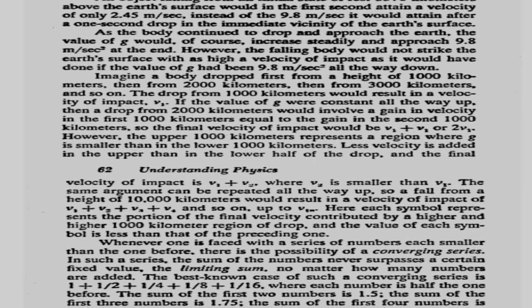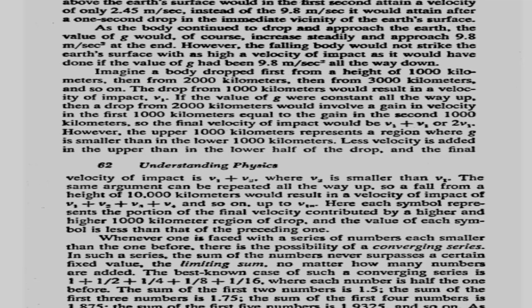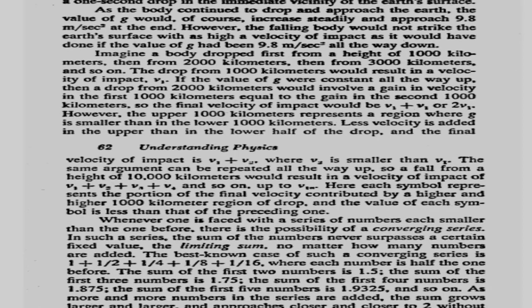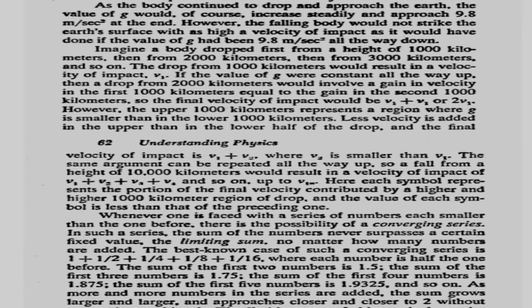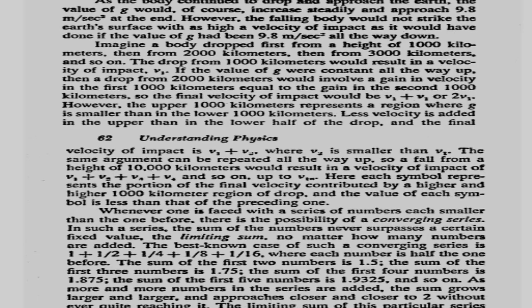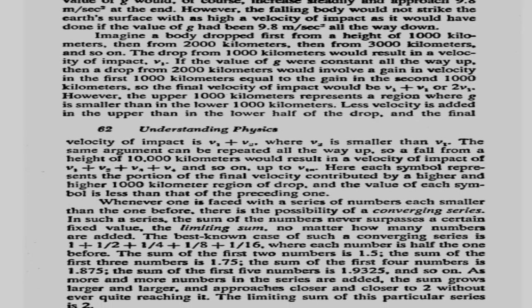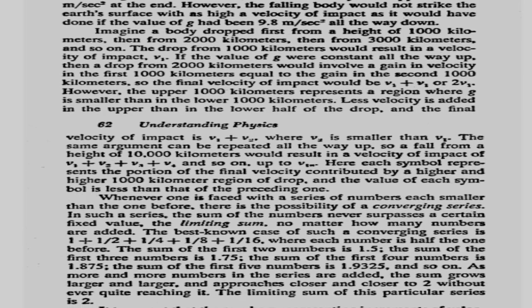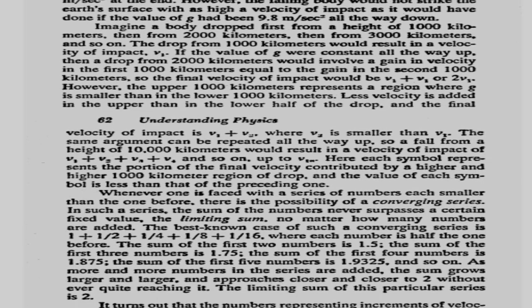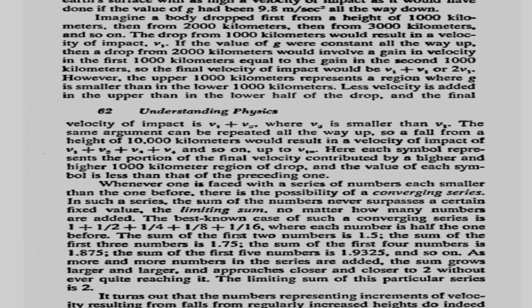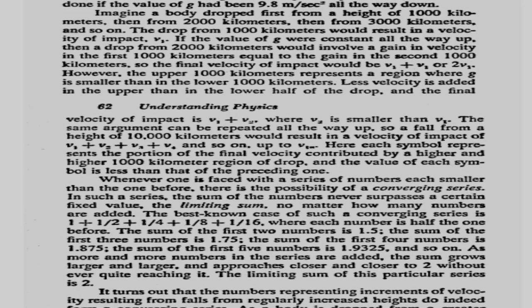The sum of the first 2 numbers is 1.5. The sum of the first 3 numbers is 1.75. The sum of the first 4 numbers is 1.875. The sum of the first 5 numbers is 1.9375, and so on. As more and more numbers in the series are added, the sum grows larger and larger, and approaches closer and closer to 2 without ever quite reaching it. The limiting sum of this particular series is 2.